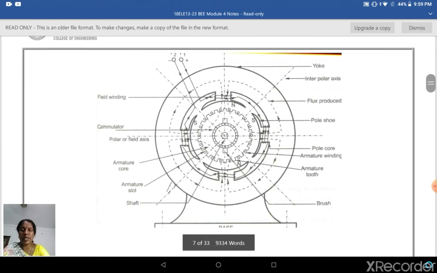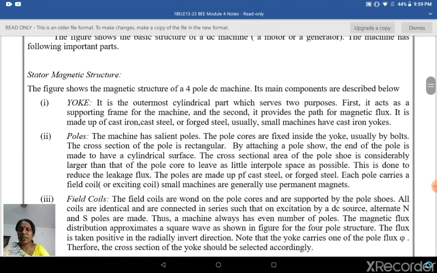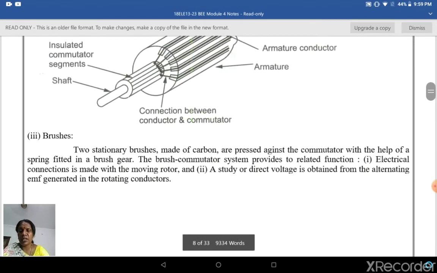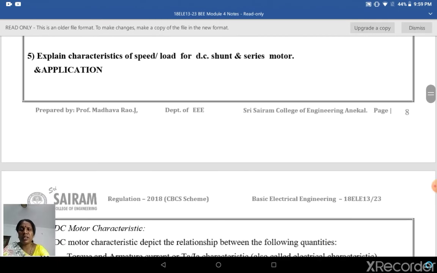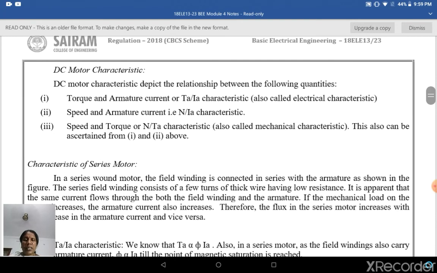The construction of a DC machine is similar for both generator and motor, and it was already discussed in the generator. So we'll see now the types of motor and the applications of a DC shunt and series motor. DC motor characteristics and application: DC motor characteristics depict the relationship between the following quantities, that is torque versus the armature current, speed and the armature current, and speed and the torque.